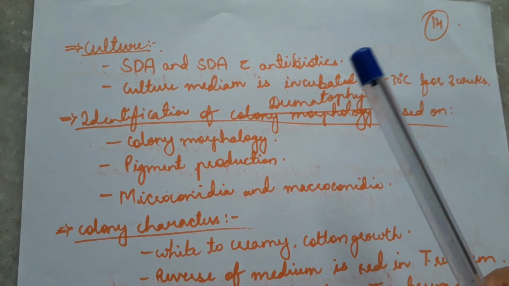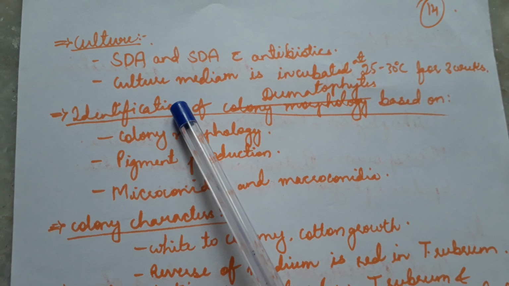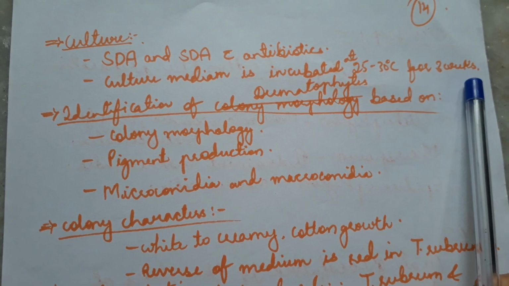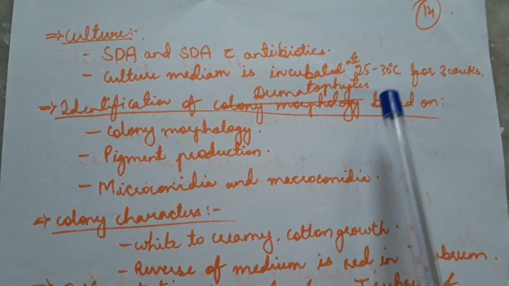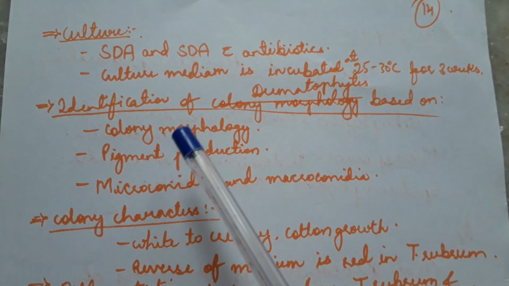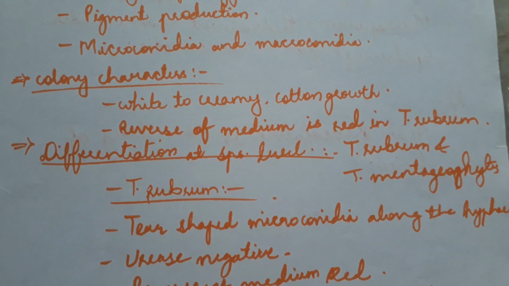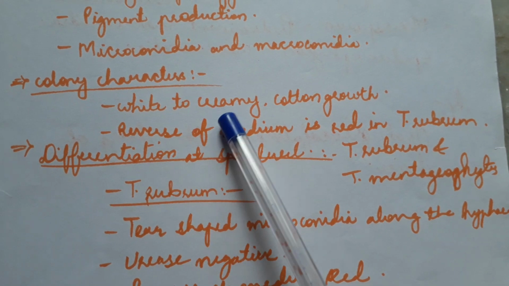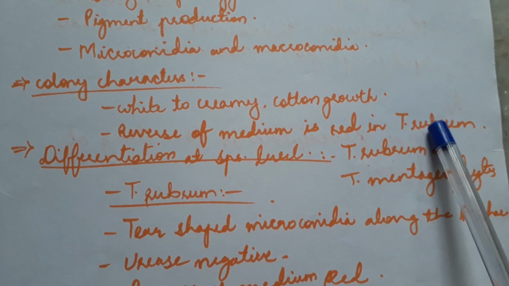Coming to the culture, Sabouraud's dextrose agar with or without antibiotics is used. When the culture medium is incubated at 25 to 30 degrees centigrade for 3 weeks, identification of dermatophytes is based on colony morphology, pigment production, and micro and macroconidia. We will see colony characters for one of the species, Trichophyton rubrum: white to creamy cottony growth, and the reverse of the medium is red.